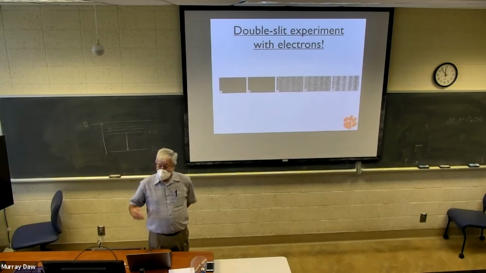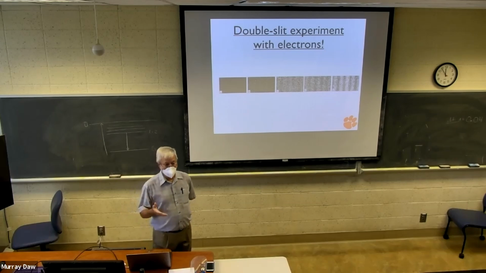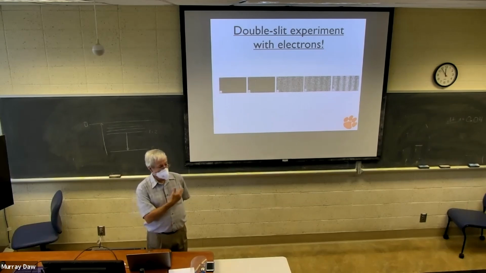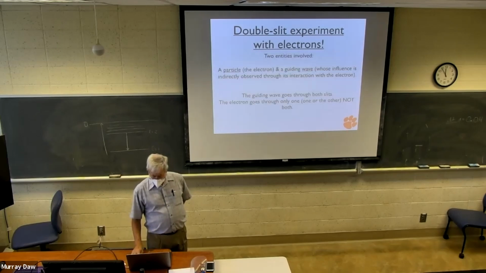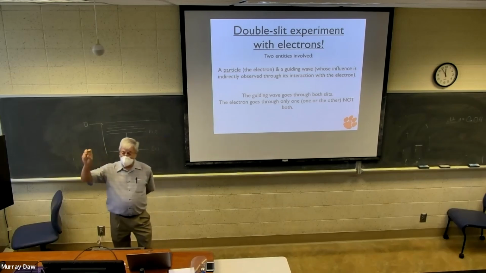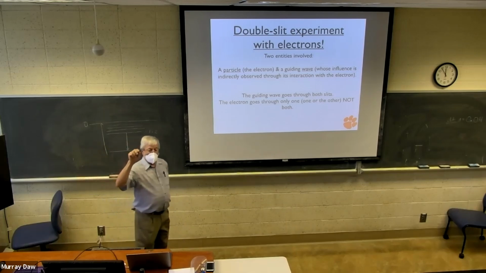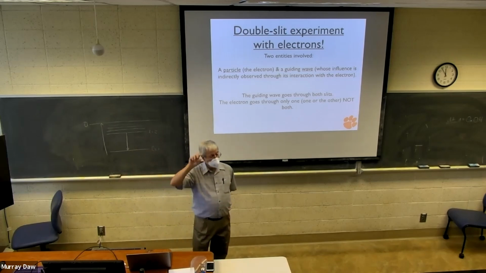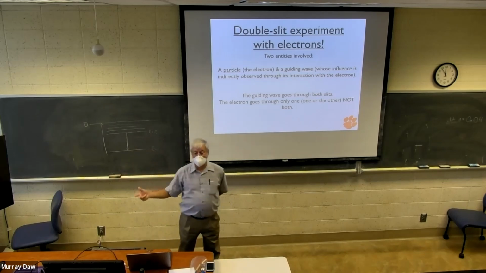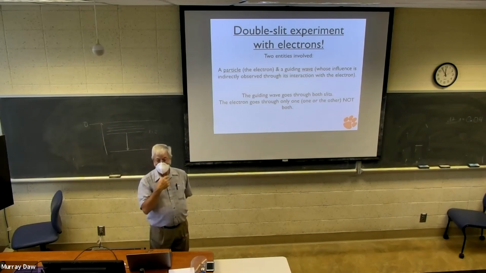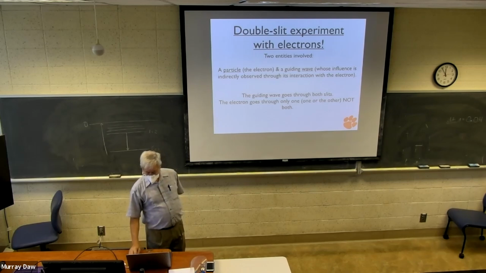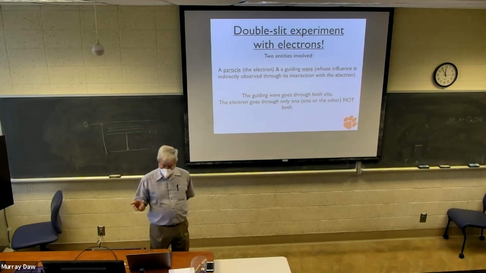That's not really, I mean, it's surprising if you think about it, but it's not really a paradox, right? It's a surprising conclusion, logically obtained from the experiments. Okay, so there are two entities involved, the particle and the guiding wave. The guiding wave is only seen indirectly by its influence on the electron. We don't have detection yet of the guiding wave directly.